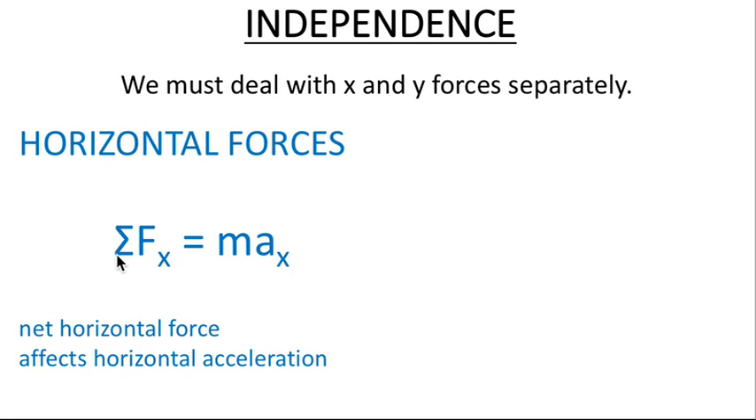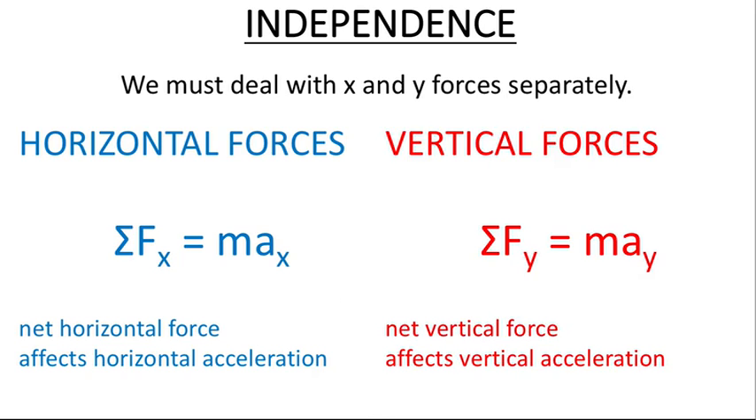This just means the net force in the x dimension equals mass times acceleration in the x dimension. So we're only looking at the horizontal motion of the object. Similarly, the net vertical force only affects the vertical acceleration. We show this in the equation by putting in little y's.